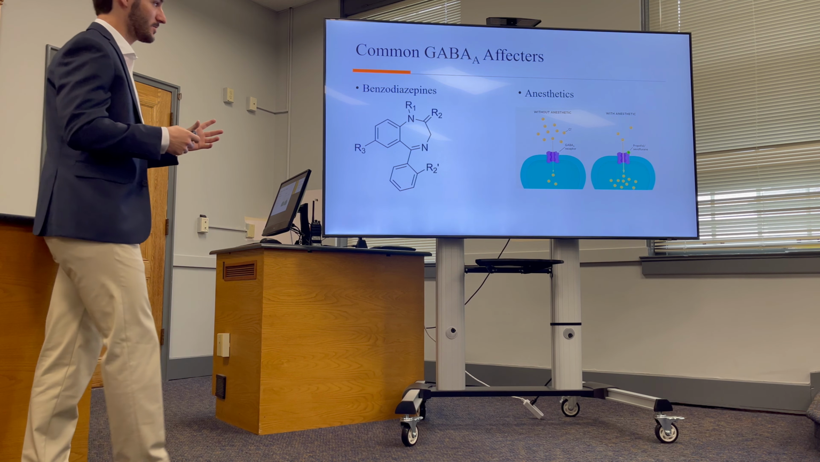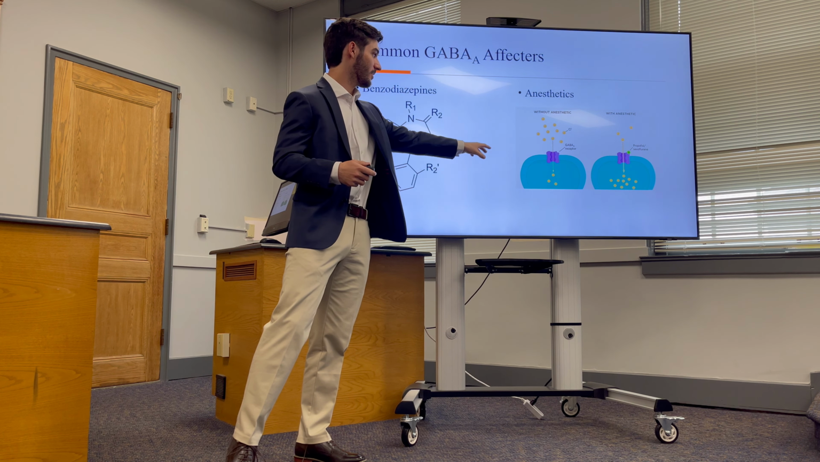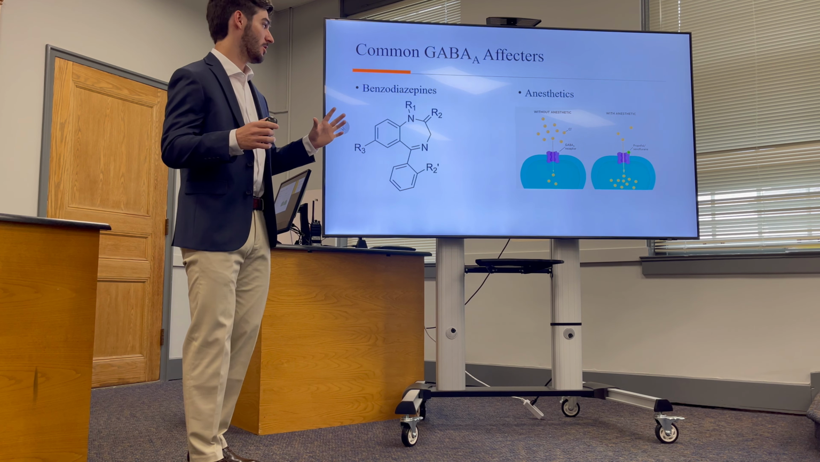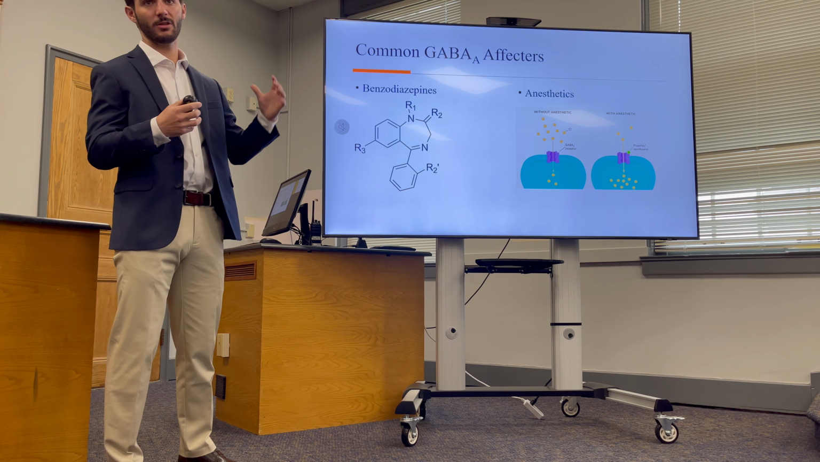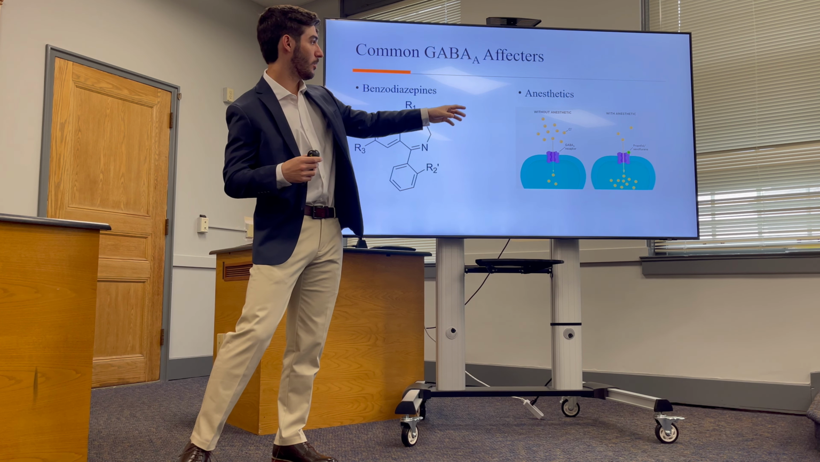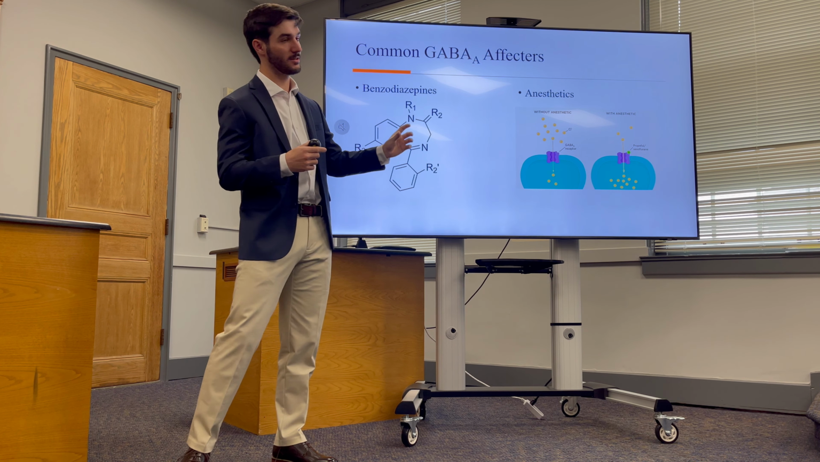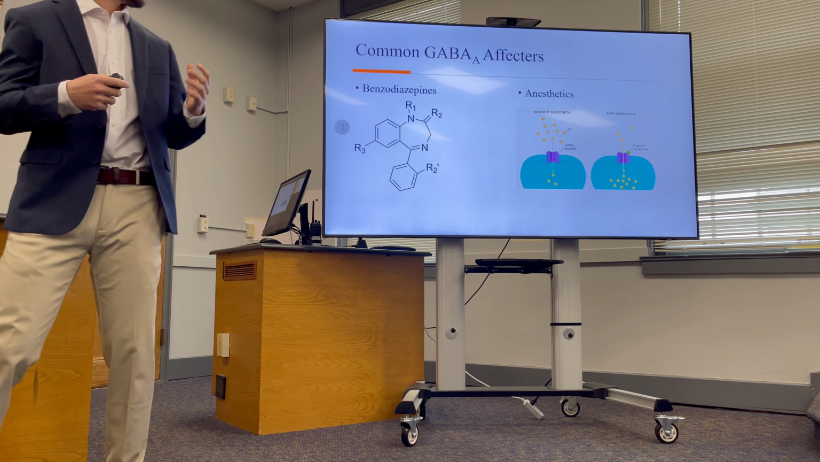And then the anesthetics, as you can see in this image on the right, the receptor on the left is not activated, so it's not really allowing many chloride ions to enter the cell. But the receptor on the right is bound by propofol, and that allows the channel to open, and it allows an influx of chloride ions into the cell, which is going to inhibit function.